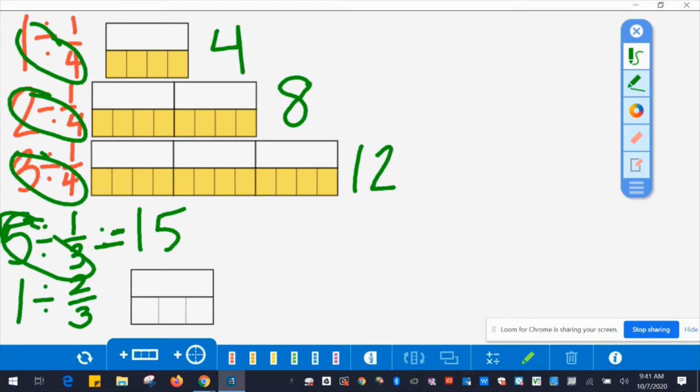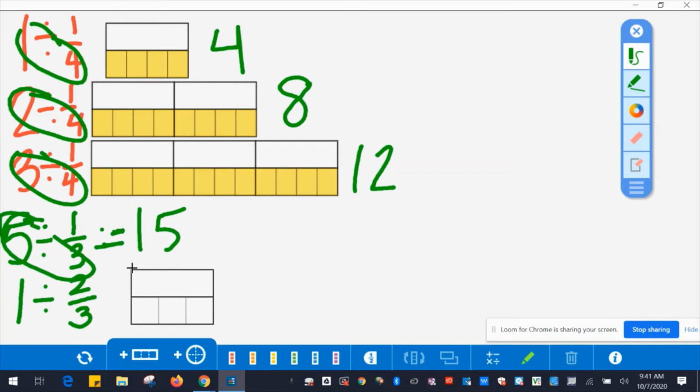is 15. So I would say to students, what about 1 divided by 2/3? So if they gave me the answer of 3, I would ask them, so if we have 1 divided by 1/4, there's going to be 4 pieces. 1 divided by 2/3. So how many 2/3 are going to be in 1? We would be able to find 3. So then we would model this again.